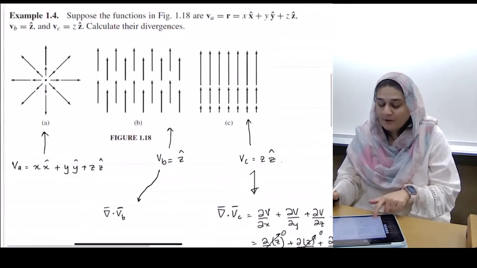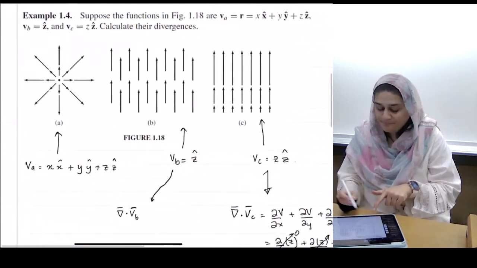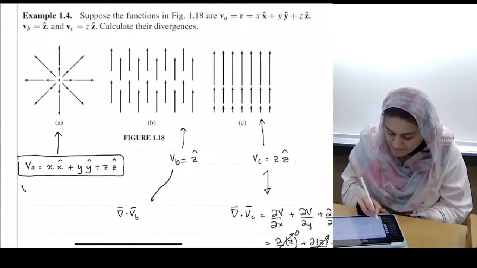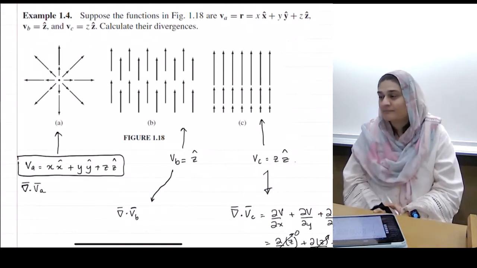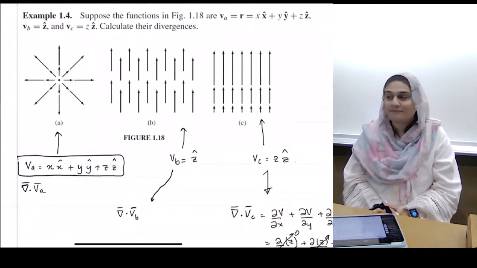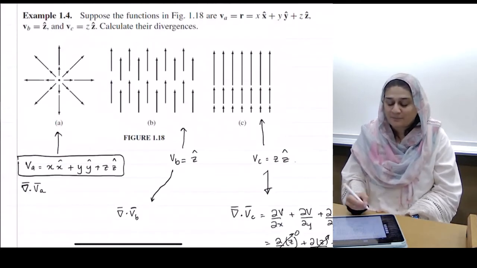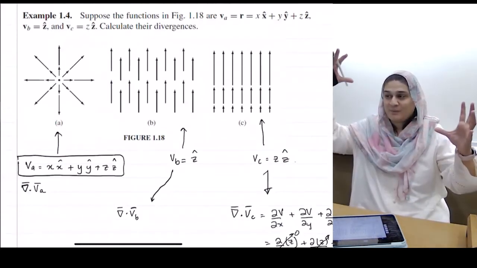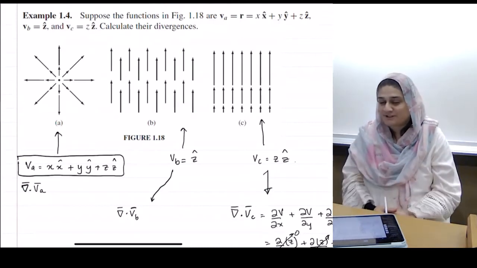Oh, homework, try this one. And for this, what will you have to do? Del dot VA. It's just a dot product, so it's not fancy. I think this one will have a positive divergence, right? Vectors going away, positive divergence.